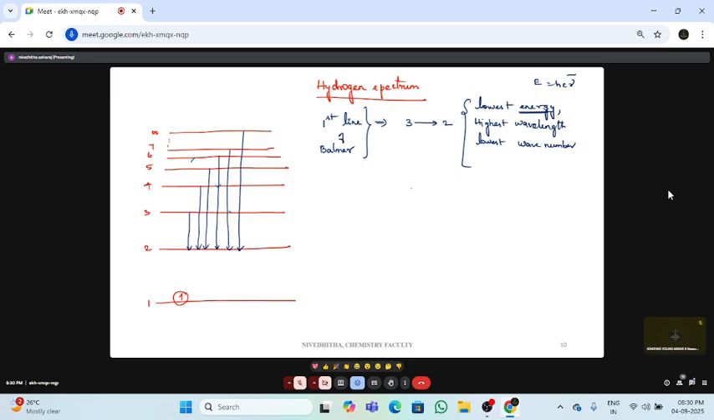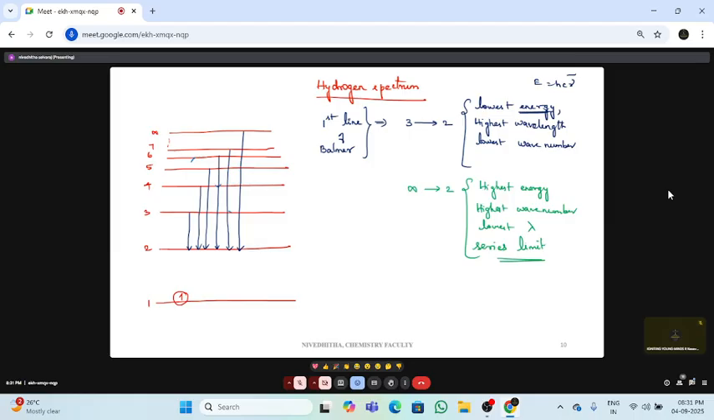And in these transitions, which is the highest energy transition? Infinity to 2, ma'am. Very good. Infinity to 2. This is the highest energy transition, or the highest wave number transition, or the lowest wavelength transition. This is also called the series limit of the Balmer series. So this is the last transition, the series limit of the Balmer series.